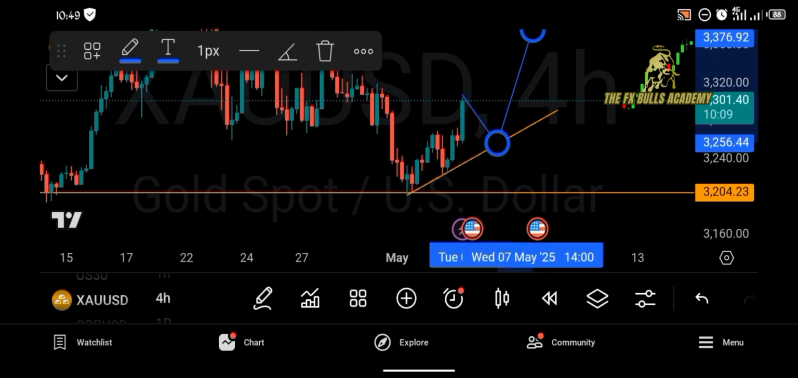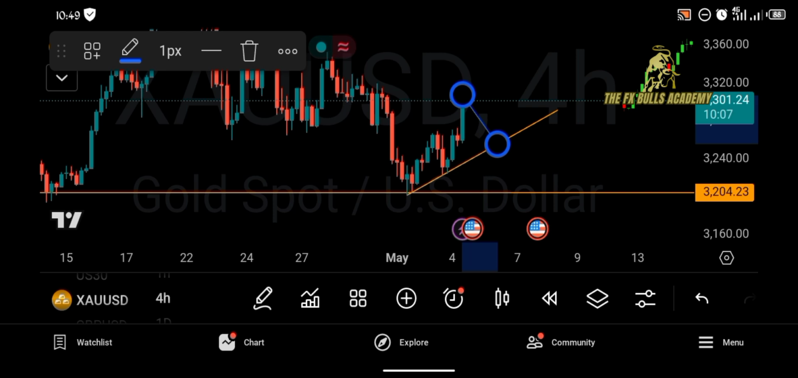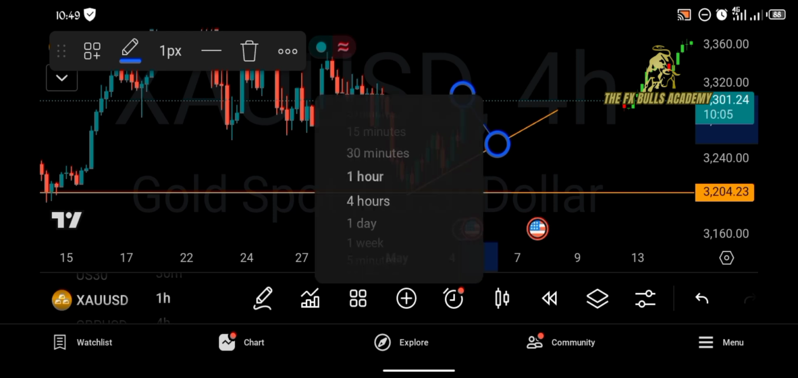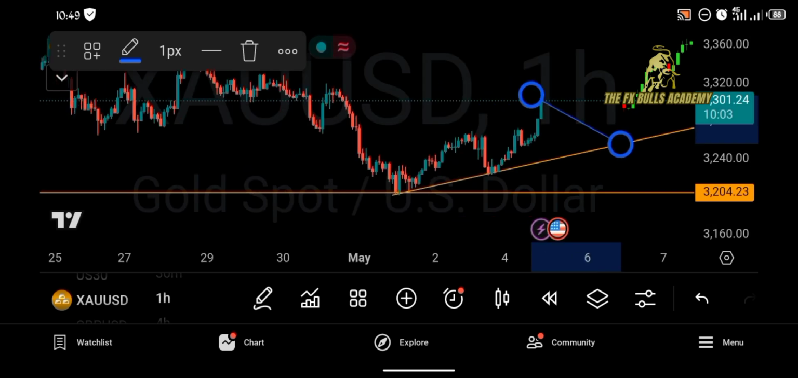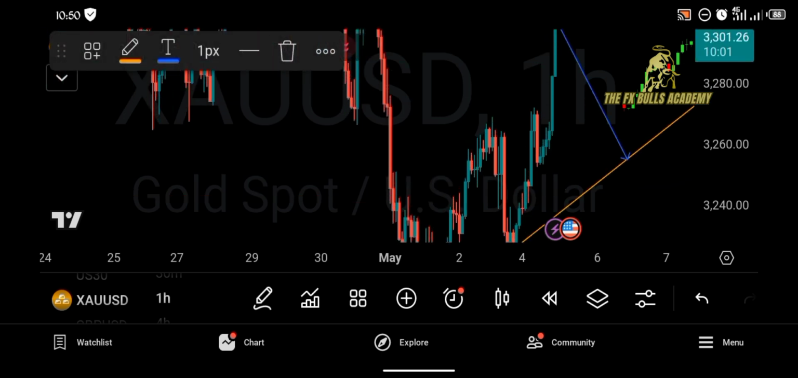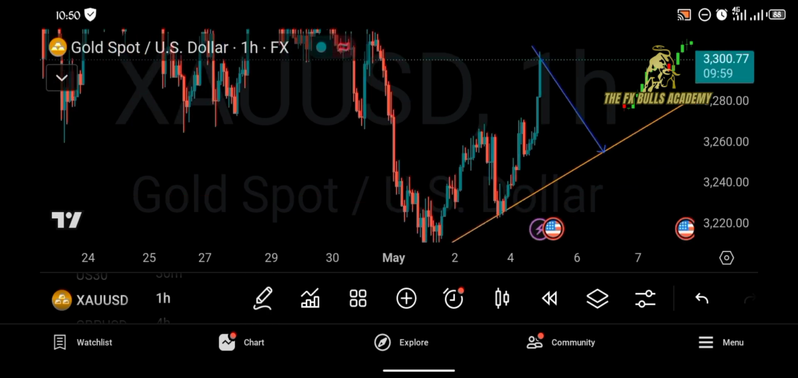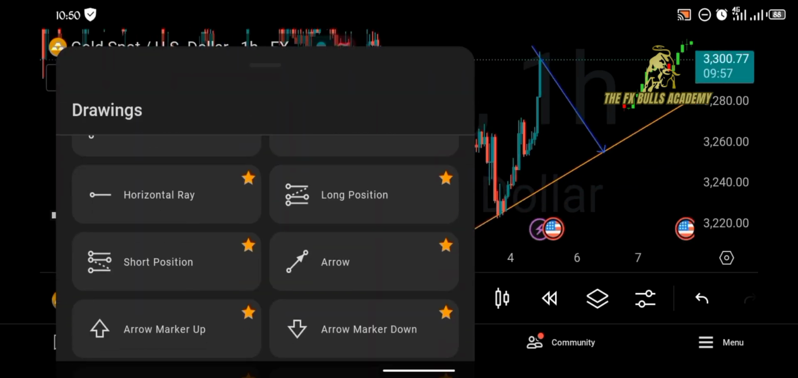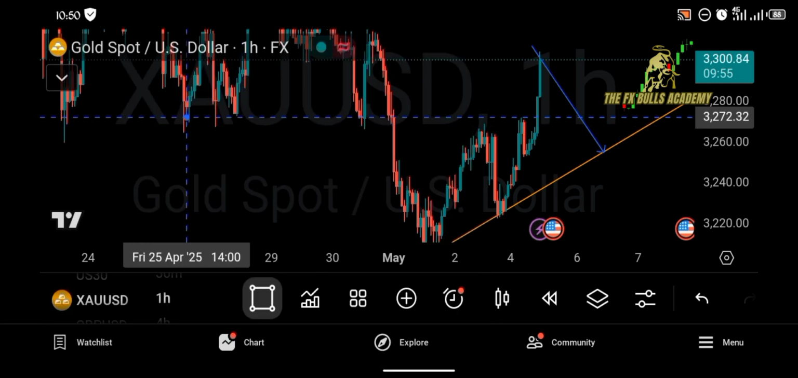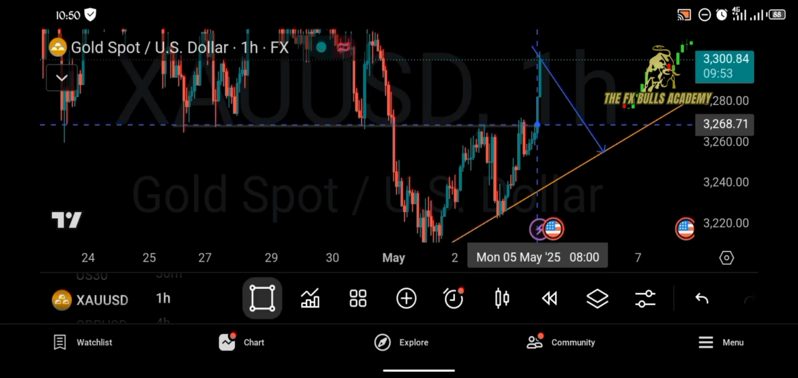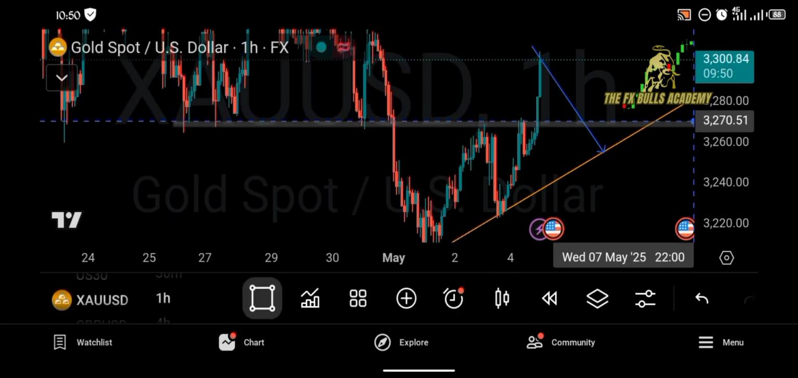So now let's go to the lower time frame, the 1 hour time frame, to see if you can see another confluence with the trade. For now, let's see. I'm seeing a support here, guys. A support zone here.